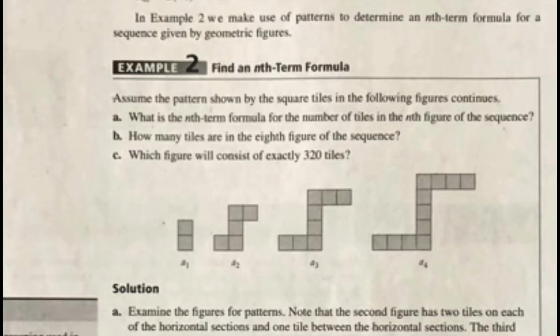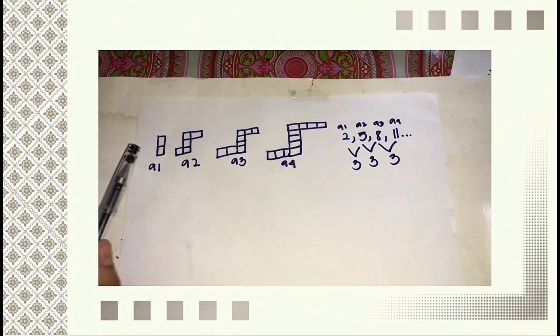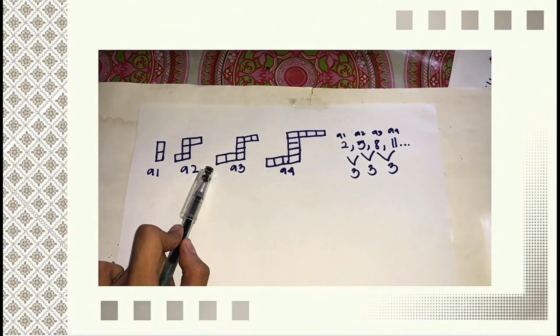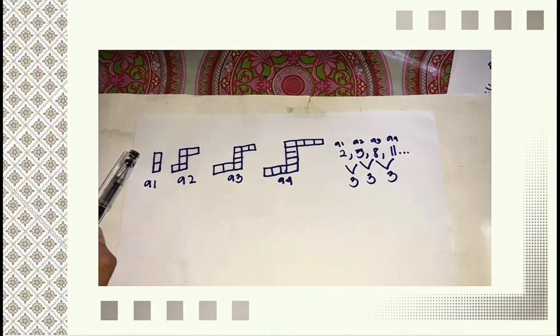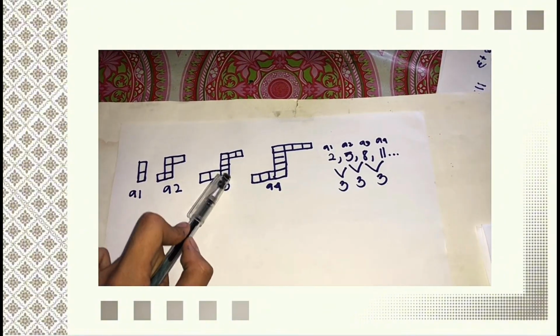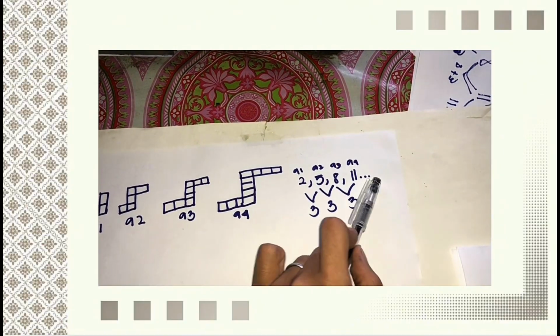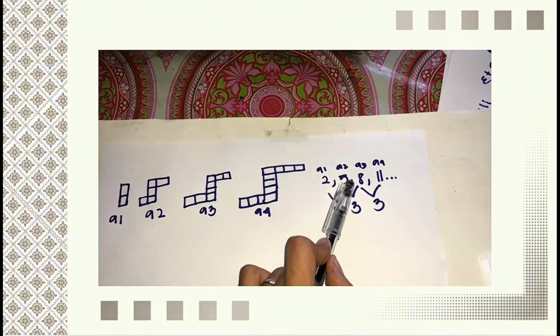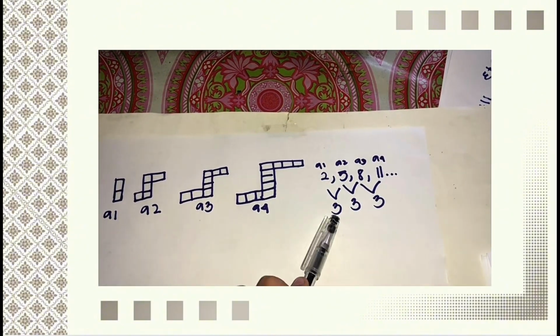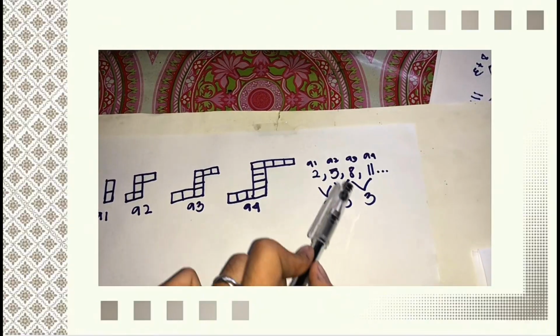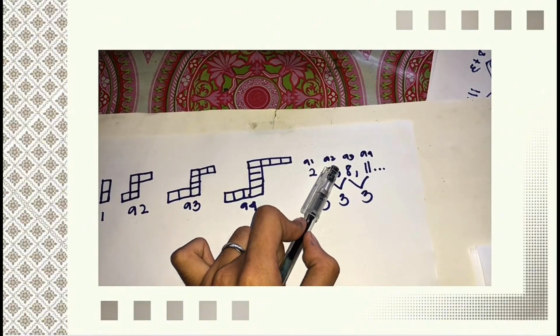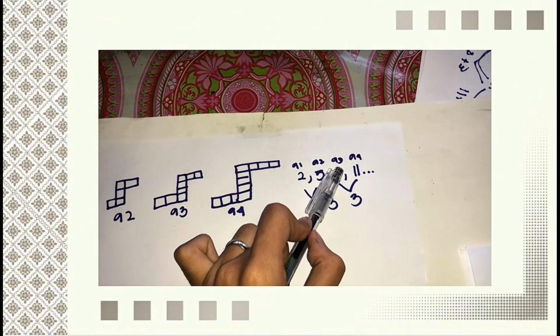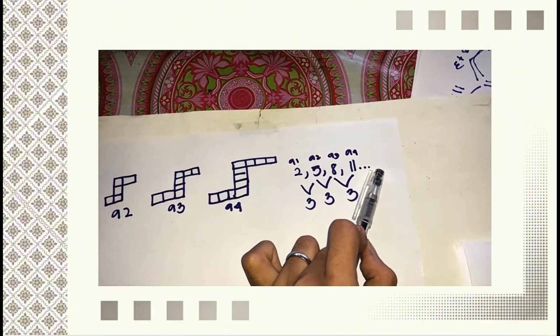So in our final sample, it's different because it is shaped. And now we have to answer three questions, which are A, B, and C. As you can see, the first term has 2 blocks, the second term has 5 blocks, the third term has 8 blocks, and the last term has 11 blocks. To know the common difference, we subtract the first term from the second term, which is 5 minus 2 equals 3. Then 8 minus 5 equals 3. Then 11 minus 8 equals 3.